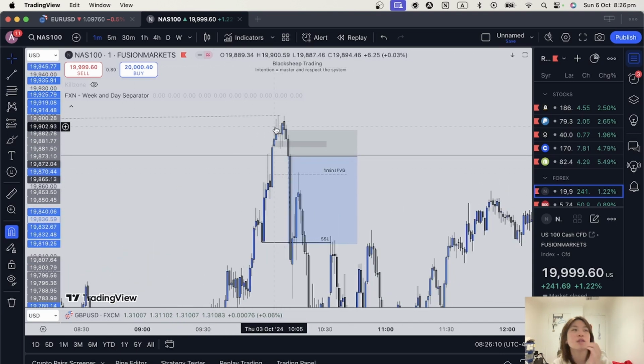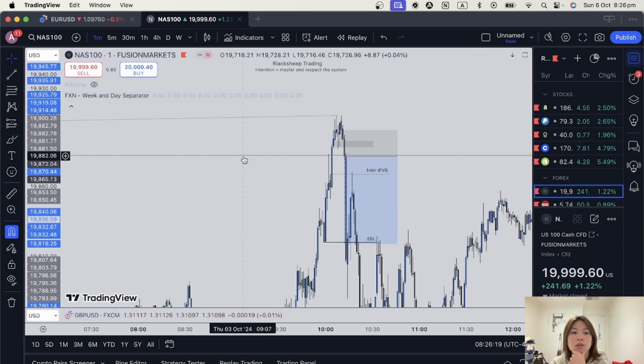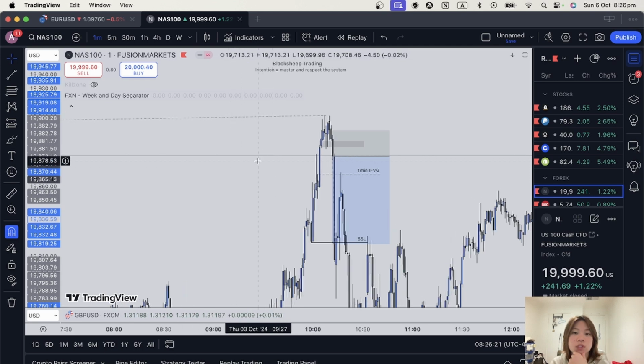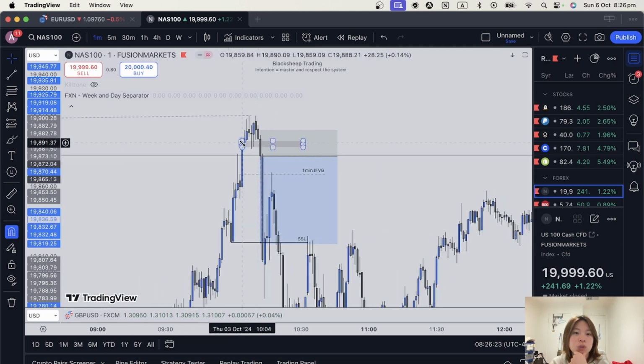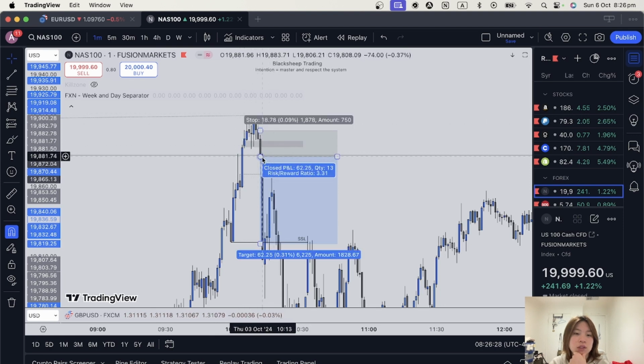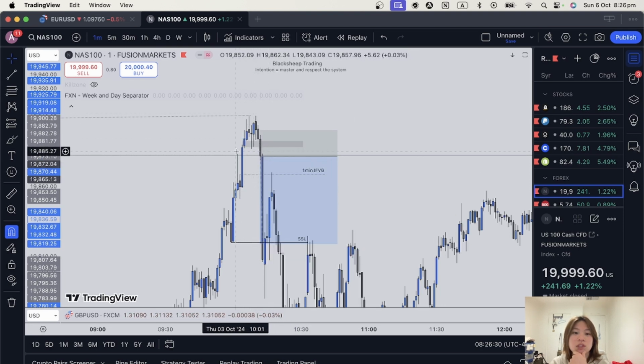was like the 9:50 to 10:10 macro. So we went up, had an SMT, swept. This is the previous day high line. So we swept out high time frame liquidity as well. And then we have this bullish 1 minute fair value gap right here. And after we closed it, I entered straight away because we already inversed this fair value gap.